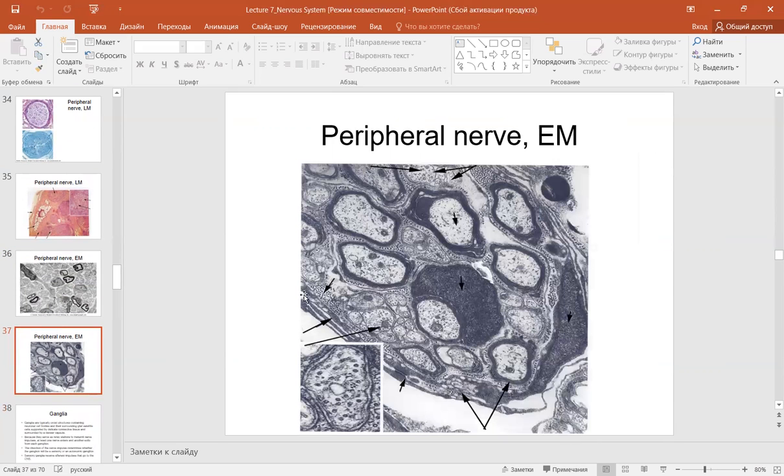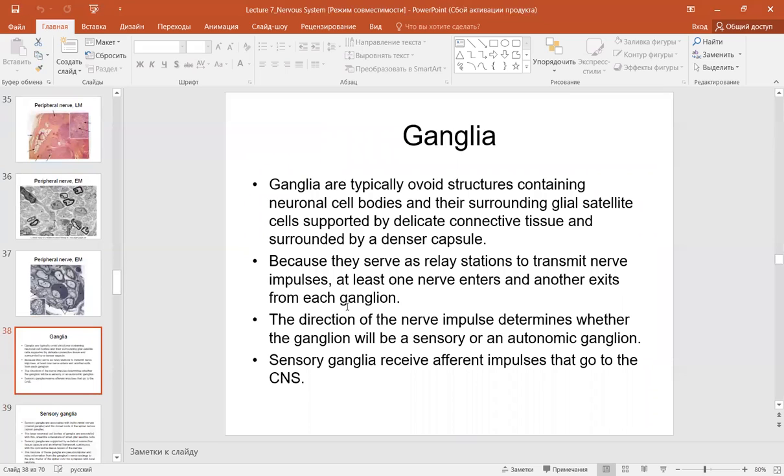And here you have another example of the peripheral nerve shown by electron microscopic view. The reticular fibers, the perineurium, the myelin sheath, the Schwann cell nucleus, the fibroblast nucleus, the non-myelinated nerve fibers, and mitochondria in the axon terminals of the nerve, of the peripheral process of the neurocytes.